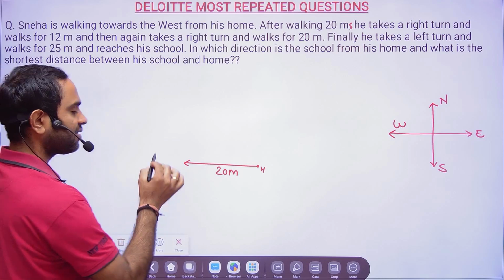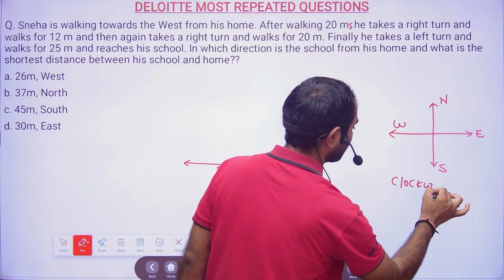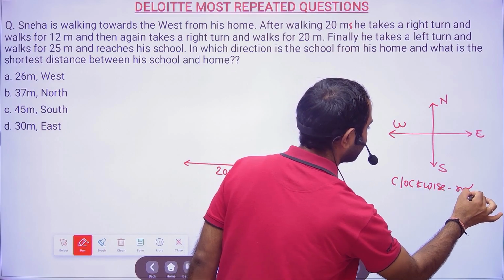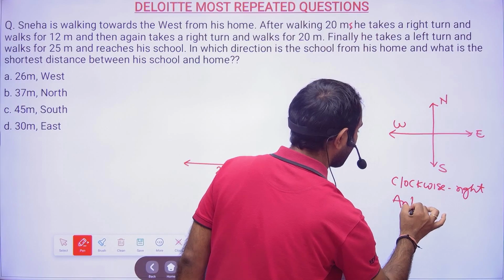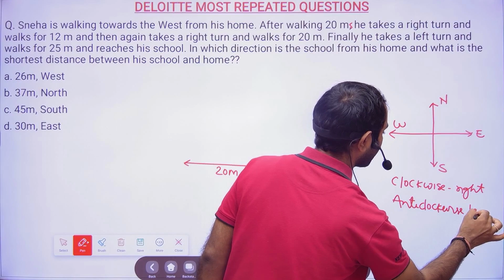Now, so friends, right and left will always be a confusion. So keep in mind, if it is clockwise, it will be right. And if it is anti-clockwise, then it will be left.